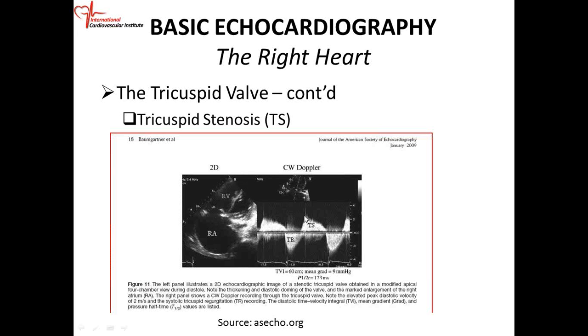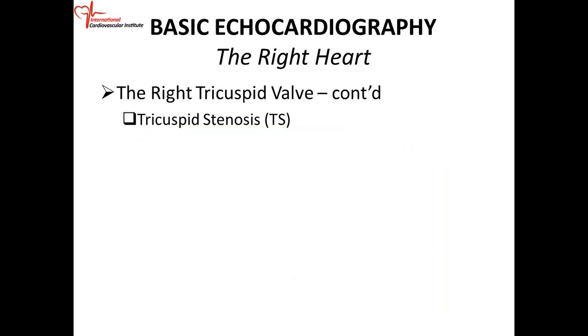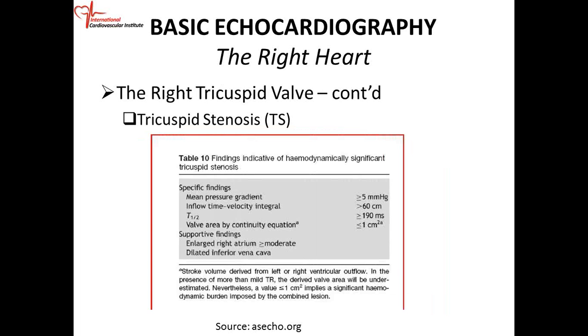And you can see this patient also has tricuspid regurg, okay? So in systole, you have the tricuspid regurg. And then in diastole, you can see you have this. You don't get your nice E and your A, right? So that's also a tip-off. And then when you measure the gradient, it's going to be elevated. So these are the findings that indicate significant tricuspid stenosis.